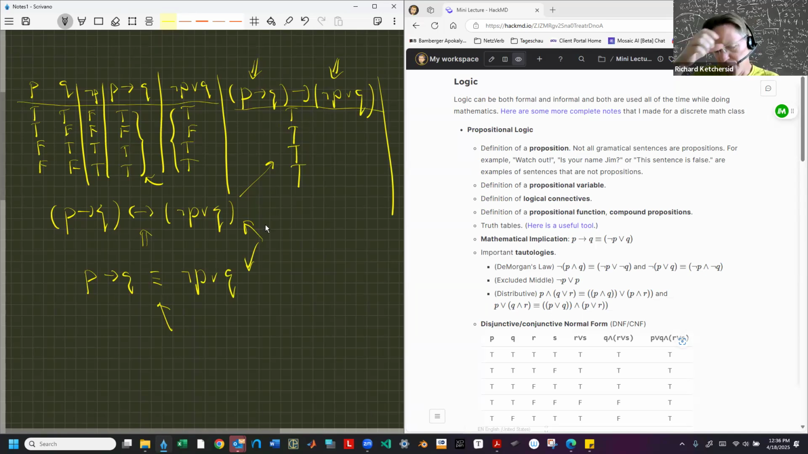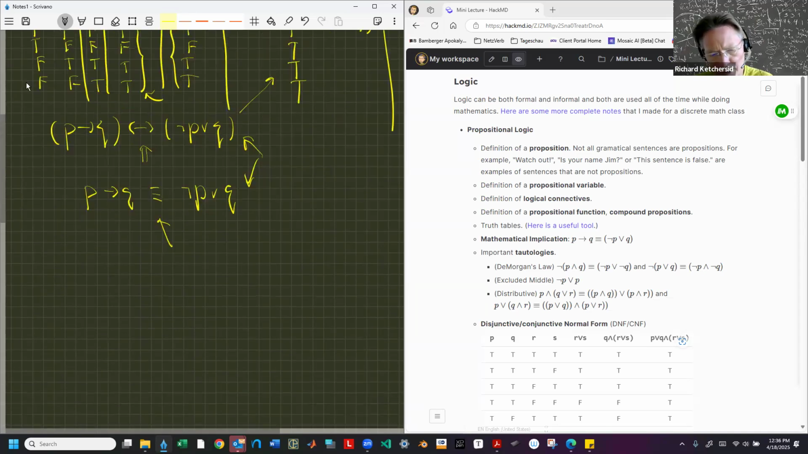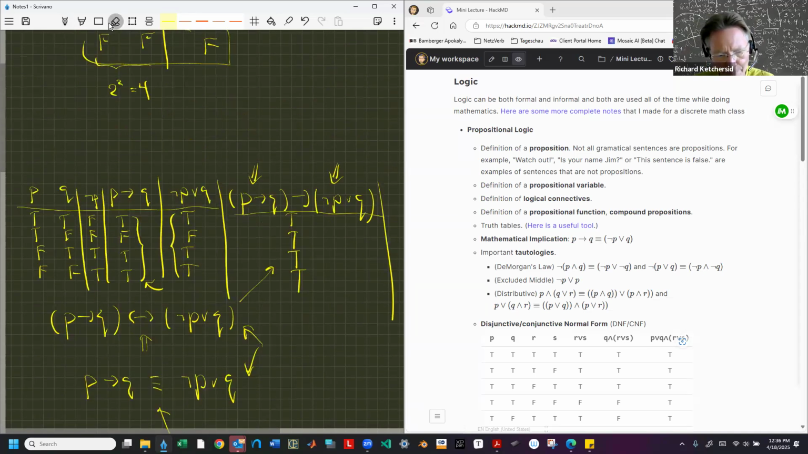Okay, so that's the very, very basics of truth tables. Notice that, let's say, we can do some sort of counting here. So if I'm just looking at, actually, let me just erase all this stuff.